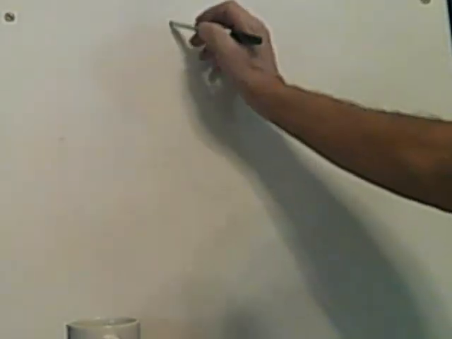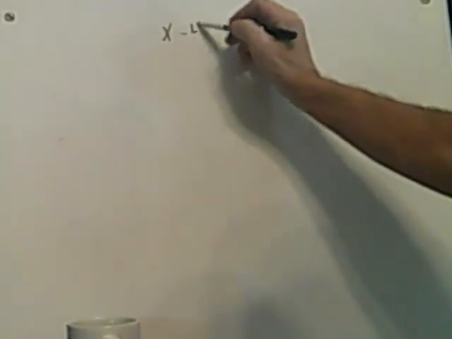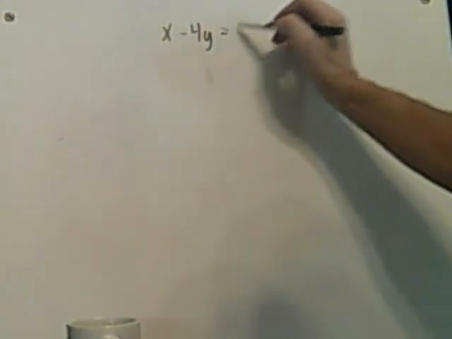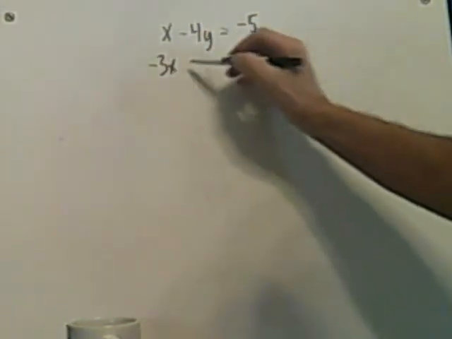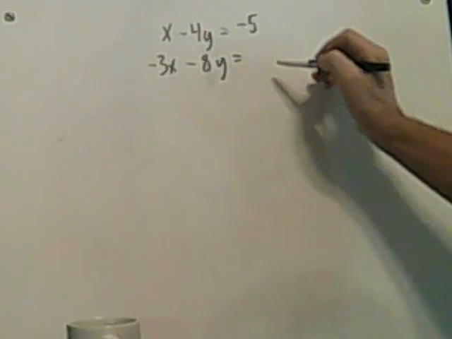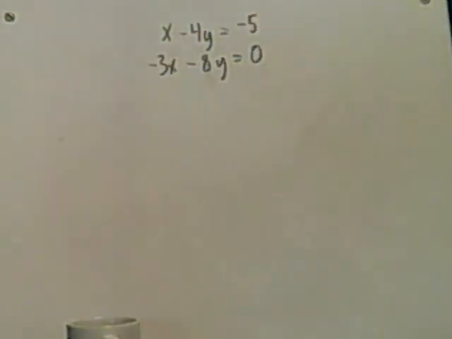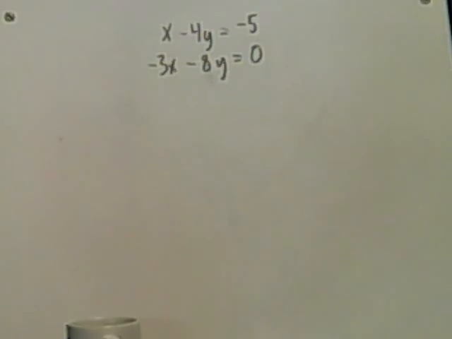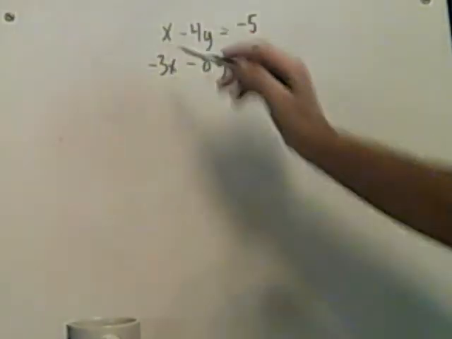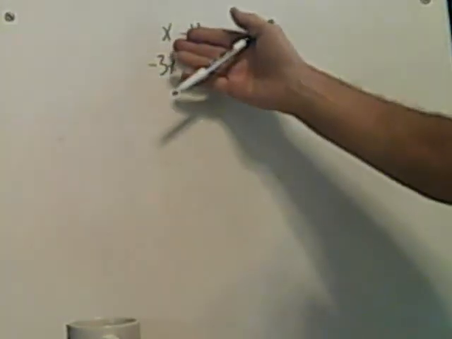Okay, this one says solve by substitution or elimination, so whichever method you like. x minus 4y is equal to negative 5, and negative 3x minus 8y is equal to 0. Okay, so which is the method that we're going to want to use? Well, I like using elimination unless the substitution is a very easy implementation. Now, we do have x all by itself, so it is easy to solve for x. So let's go ahead and use substitution.